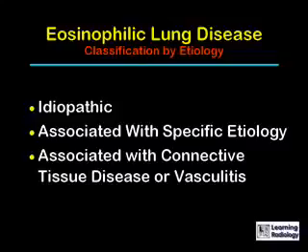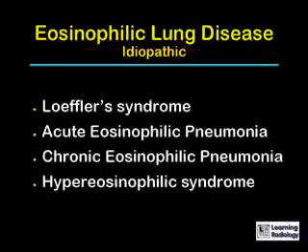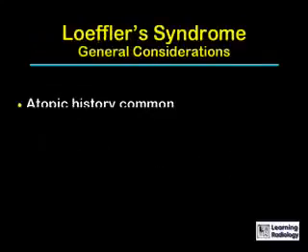Eosinophilic lung disease can also be classified by etiology. It can be idiopathic, it can be associated with a specific etiology, or it can be associated with connective tissue diseases or vasculitides. The idiopathic forms of eosinophilic lung disease include Leffler syndrome, acute eosinophilic pneumonia and chronic eosinophilic pneumonia, and hypereosinophilic syndrome. We're just going to talk about Leffler syndrome.